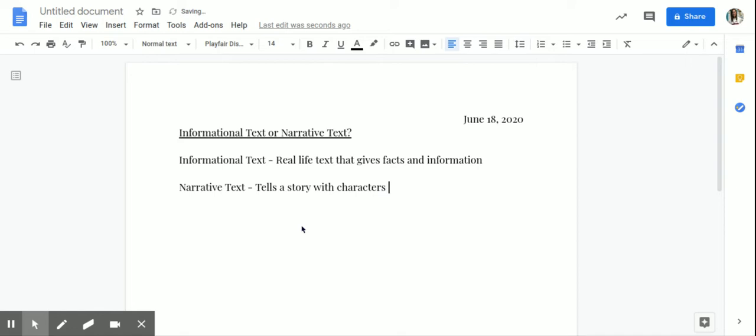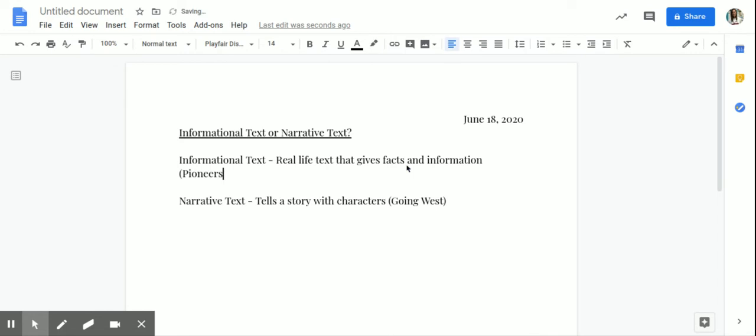So an example of our narrative text would be Going West, because even though that narrative was about people that could have been living in real life back then, we don't know if they were. We don't know if that's a true story or not. Those were just characters, and they were telling about their lives on the prairie. Whereas Pioneers to the West was an informational text because it actually talked about people in history and people that actually traveled west to find new land.